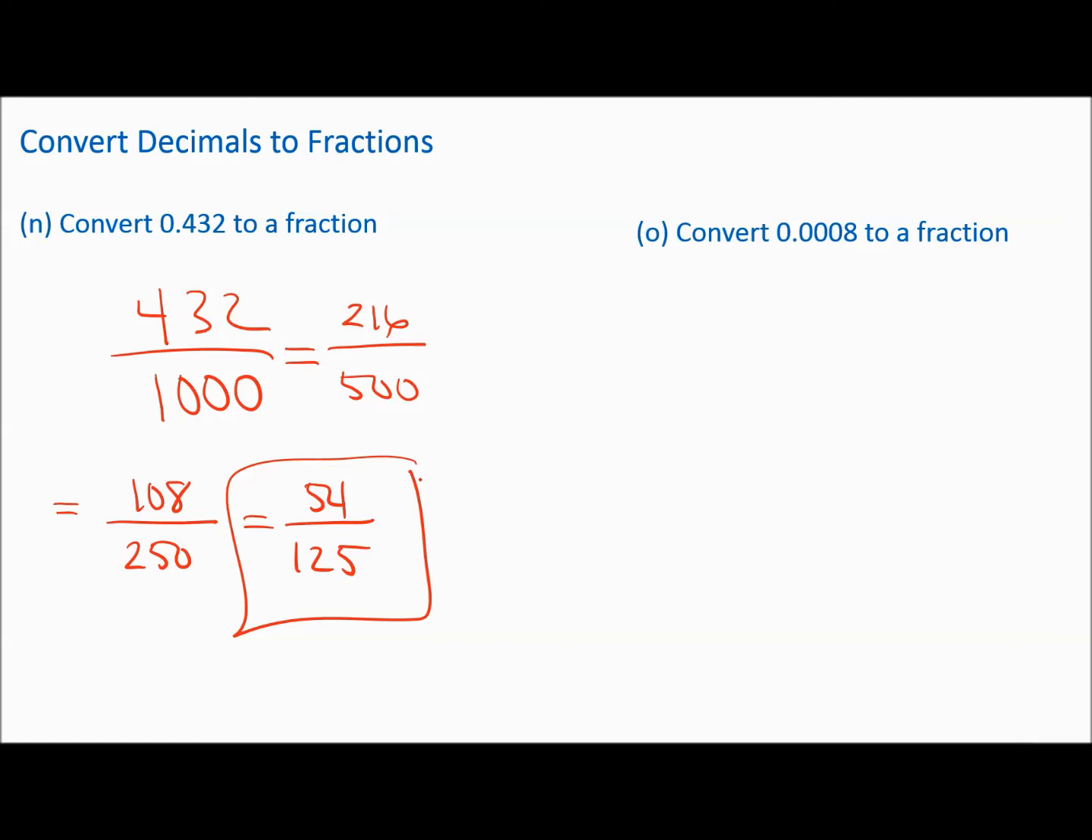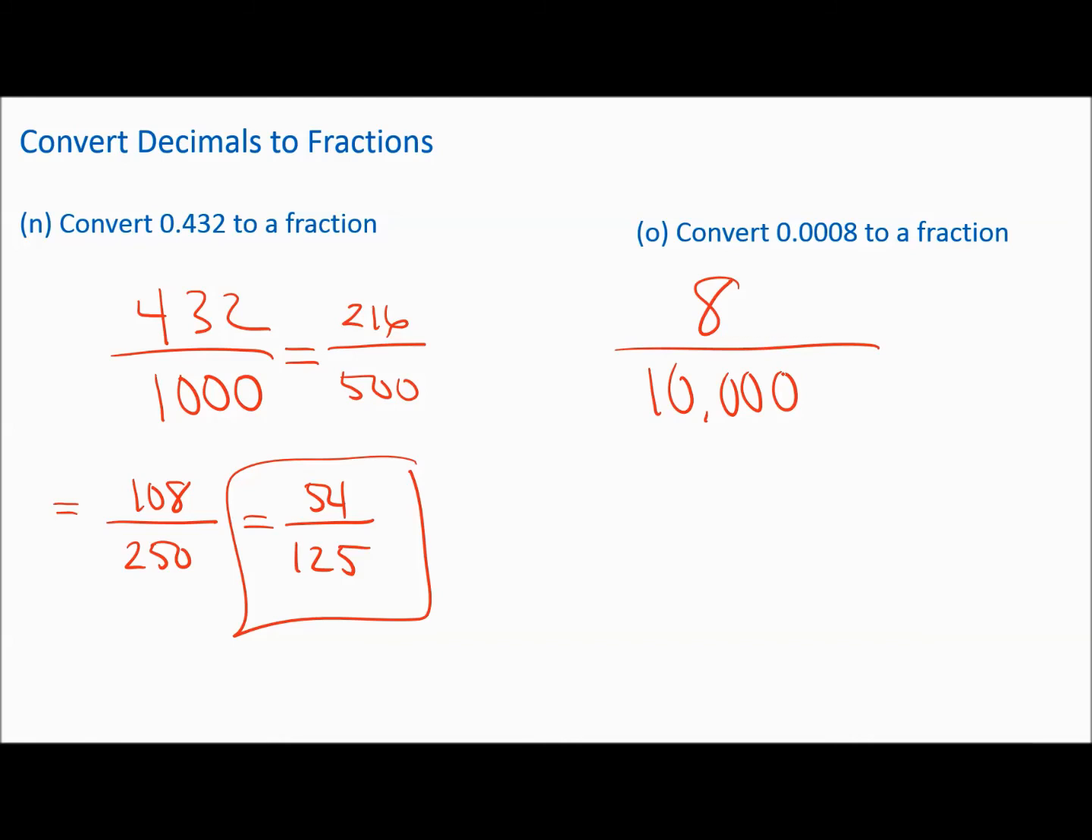Let's do this again, okay? Convert, again, the lazy lady's 0.0008. Okay, that's not right, right? That's really 8. Now, what place is this in? Tenths, hundredths, thousandths, ten thousandths, right? 8 ten thousandths.